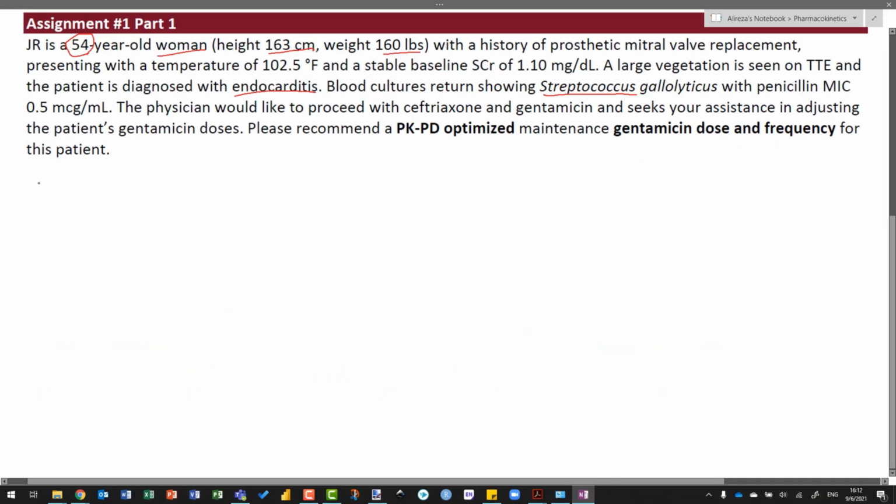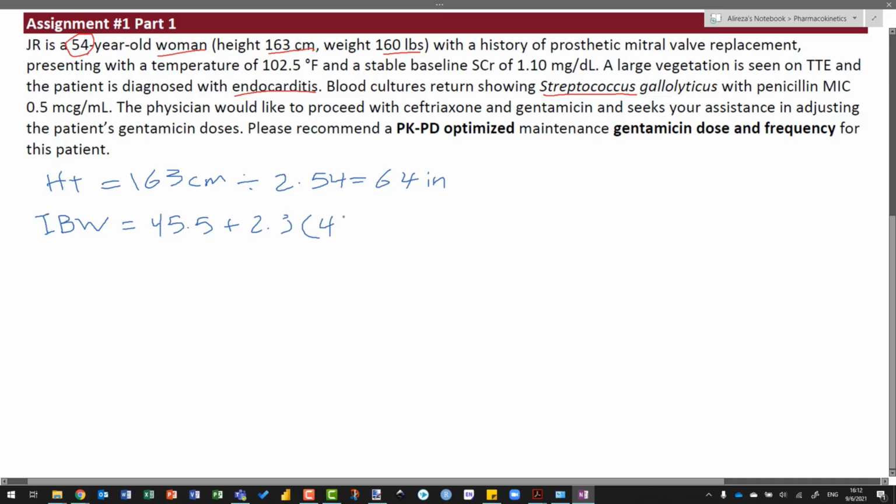Now, right off the bat, let's do some basic calculations. The height of the patient is 163 centimeter, and this should be converted to inches. So if you just divide by 2.54, then you get 64 inches. Now you can use this to calculate ideal body weight. Remember this is a female, so it is 45.5 plus 2.3 times 4, because 4 inches above 60 inches, which gives you 54.7 kilogram.